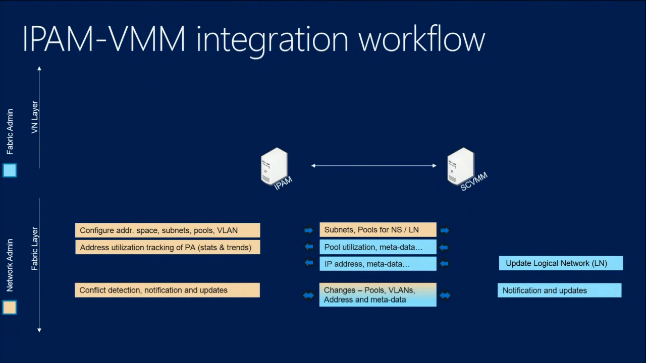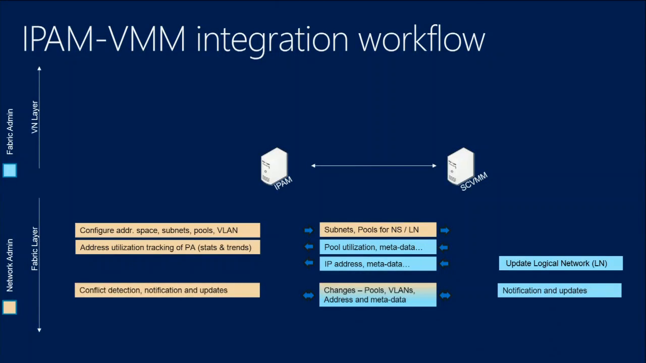Now, IPAM also does conflict detection. So if you have IP address space which is colliding, which is overlapping, and I'm talking about PA space, which should not have overlapping address space, that is detected by IPAM, and notification and updates are propagated back into SCVMM so that the SCVMM administrator can take note of it.